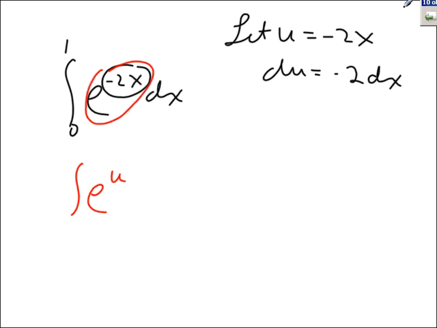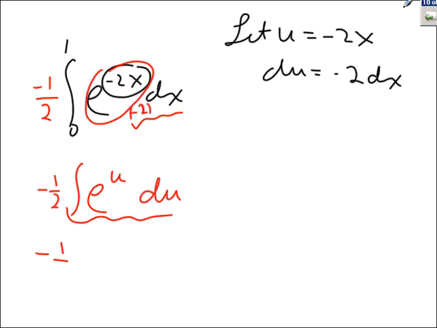But dx, if only I had a negative 2. If only I had a negative 2, then I can call that du. But to justify multiplying by negative 2, I have to multiply by the reciprocal. So I have negative a half times the integral of e to the u du. Well, I know what that is. That's e to the u. So I have negative 1/2 e to the u plus c.